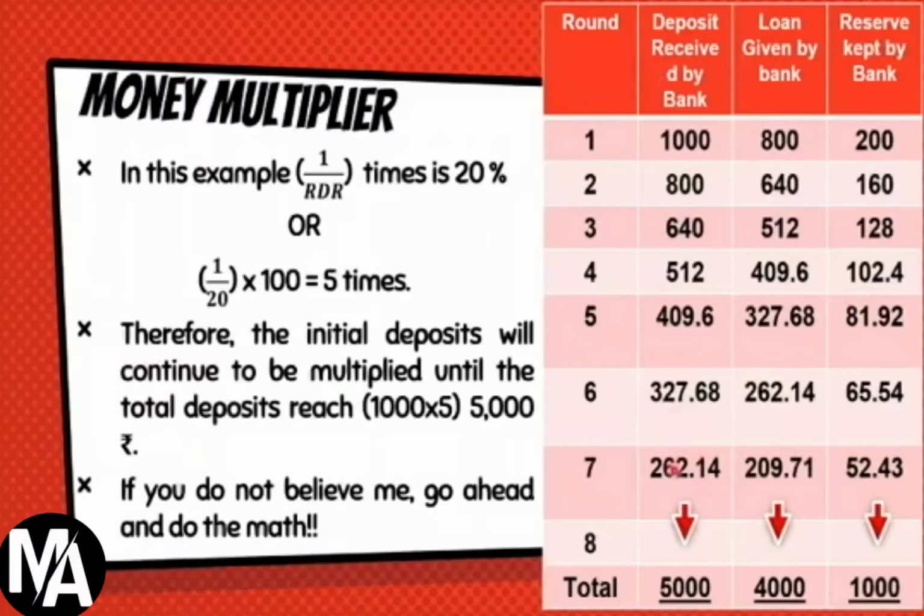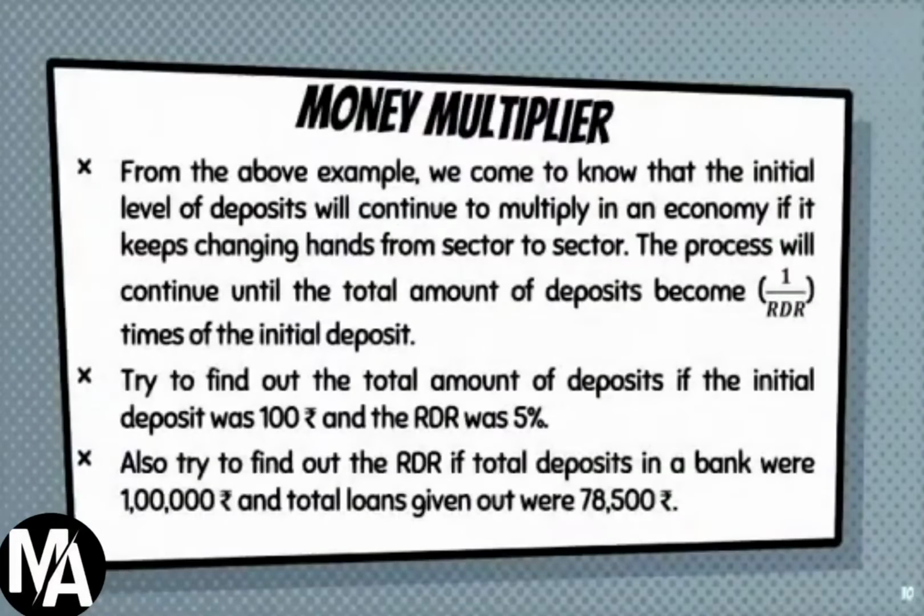where 262.14 will be once again kept as deposits, 209.71 is the loan given, 52.43 is the reserves. And if you keep on doing this particular process of giving loans and taking deposits, you will reach this amount: total amount of 5000 total deposit received by the bank, 4000 total loans given by the bank, and 1000 the total reserves taken by the bank. This is called the money multiplier process.